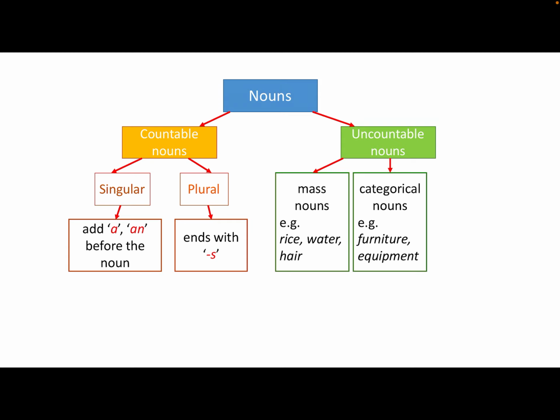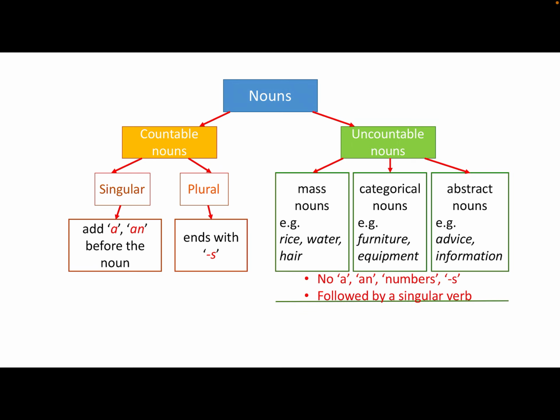The second one is categorical nouns. They are nouns for categories or groups of things, like furniture, equipment, etc. And the last one is abstract nouns. They are nouns for non-physical ideas and concepts, like advice, information. Therefore, names of liquids, materials, ideas, and other things that are not separate objects are often uncountable nouns.